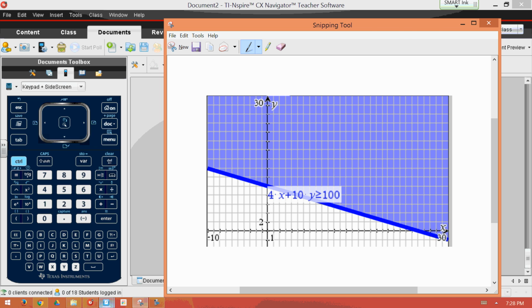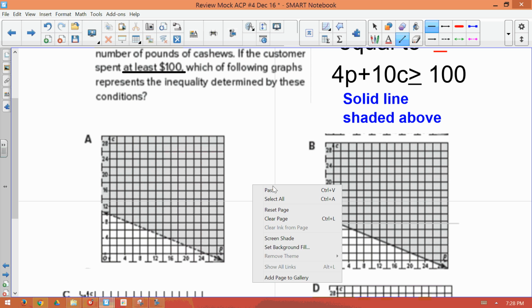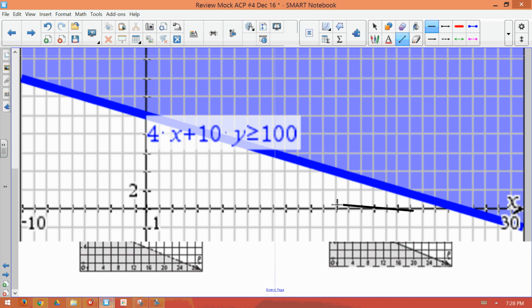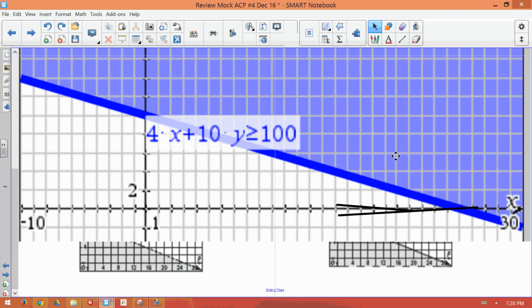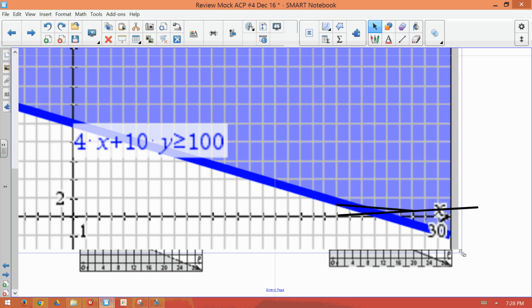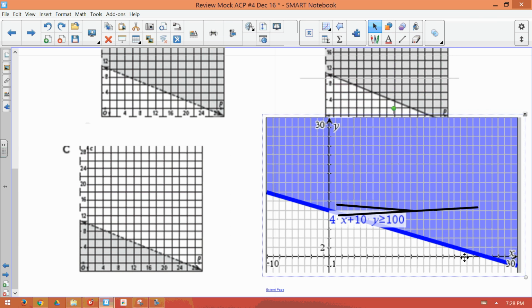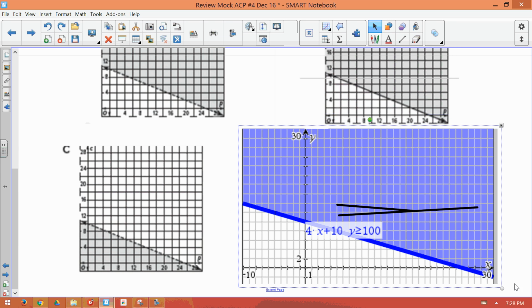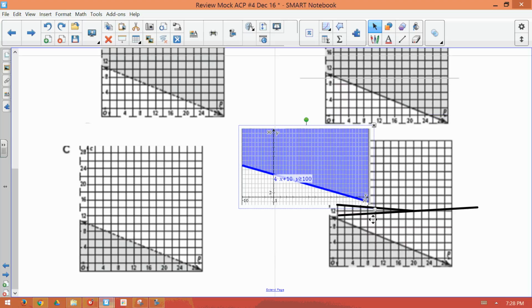And let's go back to the problem. And I am going to paste it. That's huge. Now I'm making lines all over the place. Where are these lines? Okay. And if I could just make this smaller, and you make this smaller and you compare which one does this look like?